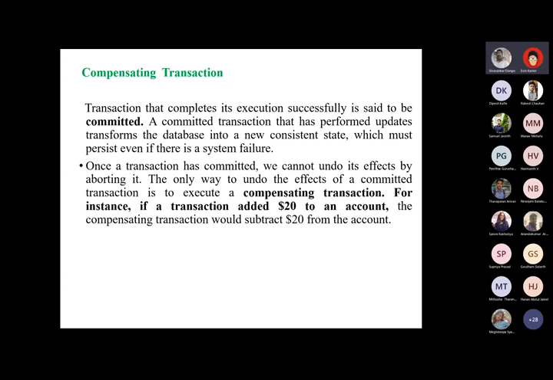The only way to undo the effects of a committed transaction is this compensating transaction. If a transaction adds $20 to an account, the compensating transaction would subtract $20 from the account.